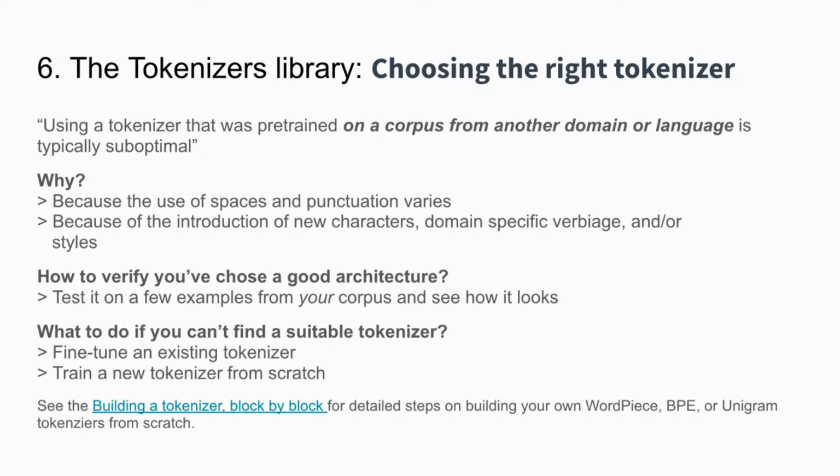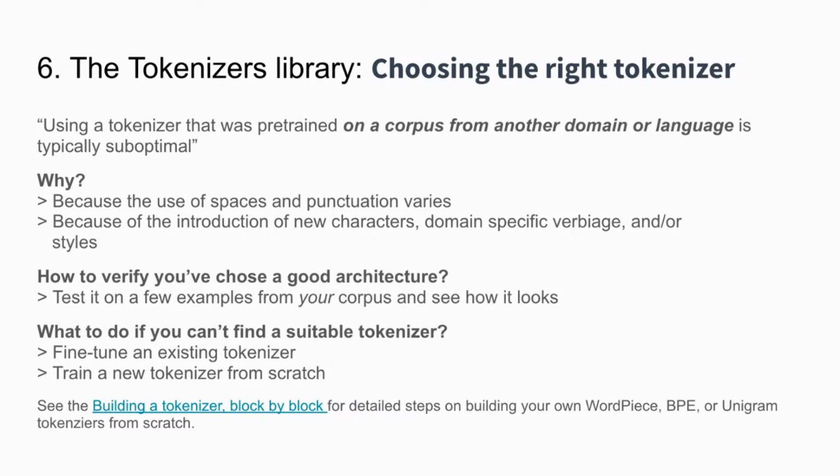If you're using a tokenizer that was pre-trained on a corpus of another domain or language, that's typically not going to work very well. The example they give in the course is if you're using a tokenizer that was trained on an English corpus against a Japanese corpus, it's probably not going to work well because of how the characters are used, and also how spaces are used in English versus Japanese.